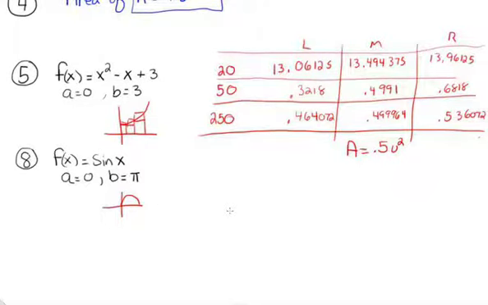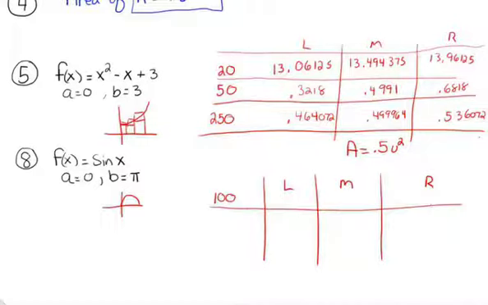Okay, so let's go run the program. 0 to pi. Let's use the pi symbol. And let's jump up there. Let's do 100. Might as well not waste our time. So left, middle, and right. All right. And we're waiting. And we're done.